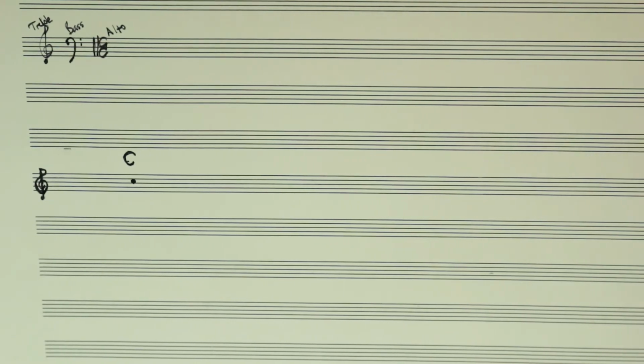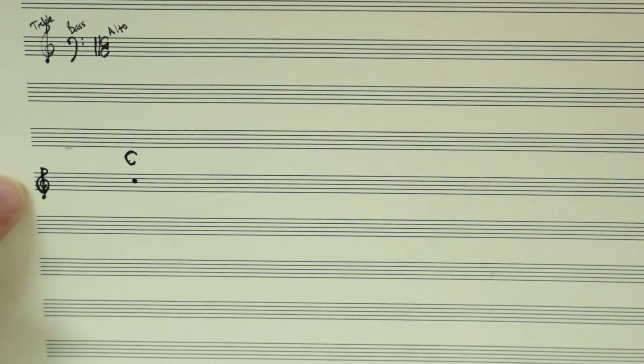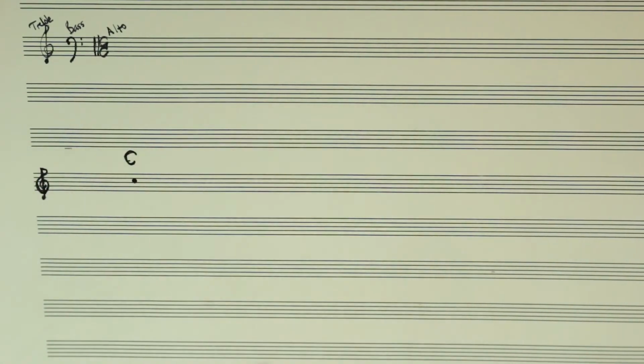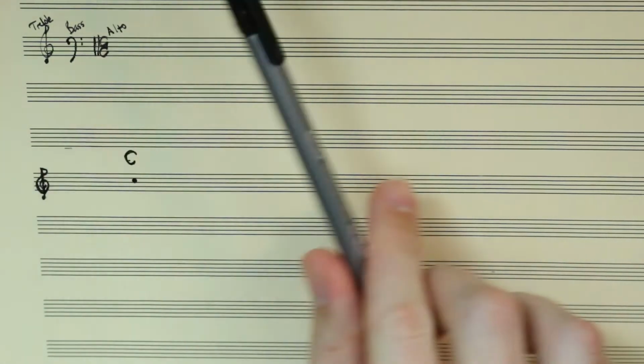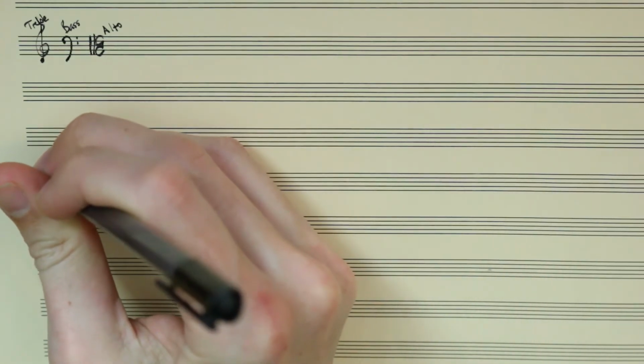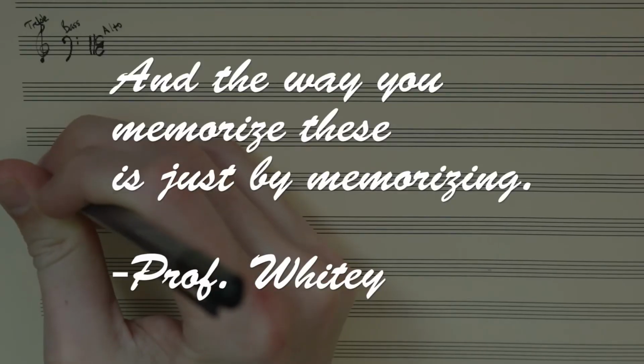So we need to start putting down some more things at the very beginning here to let us know what we're looking at. So the next thing we need to have after the clef is a key signature. The key signature tells us what key we're in. So I'm just going to arbitrarily say that we are in the key of F, which is going to be 1 flat. And the way you memorize these is just by memorizing.